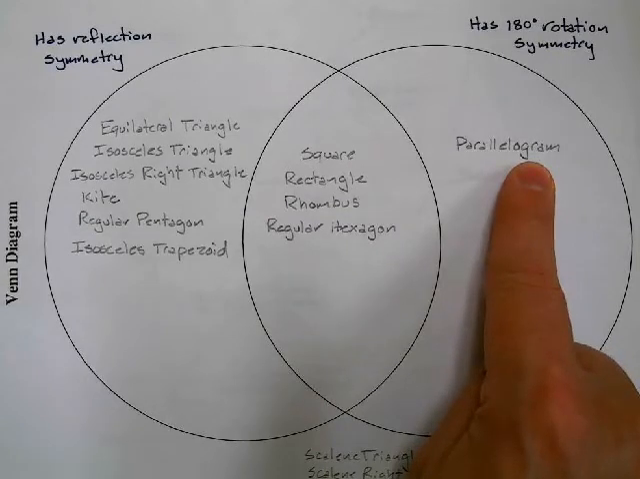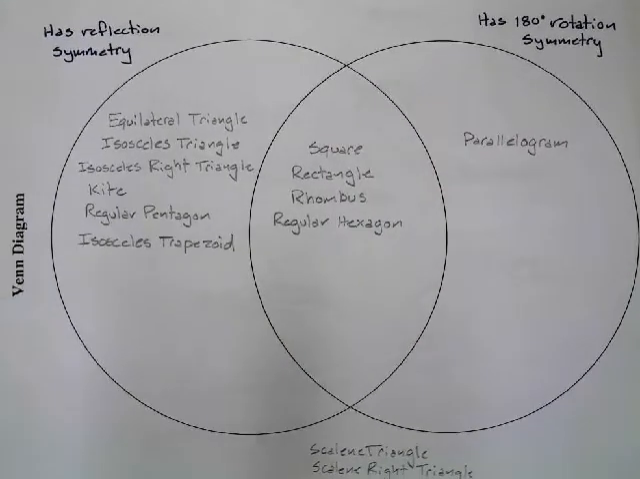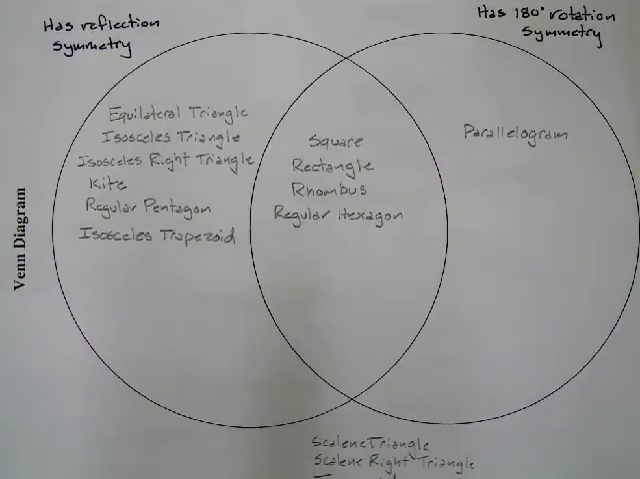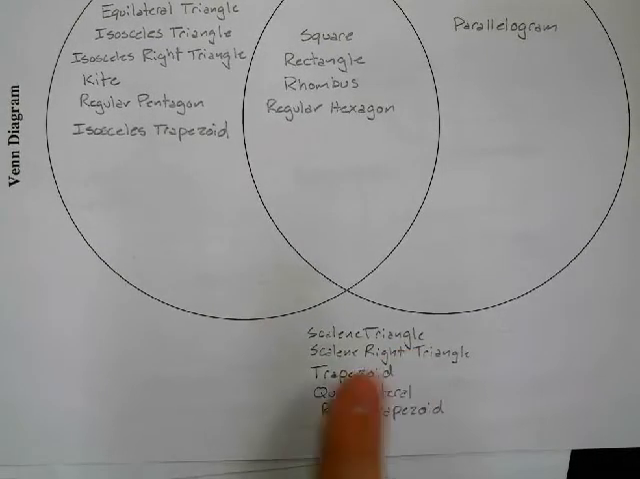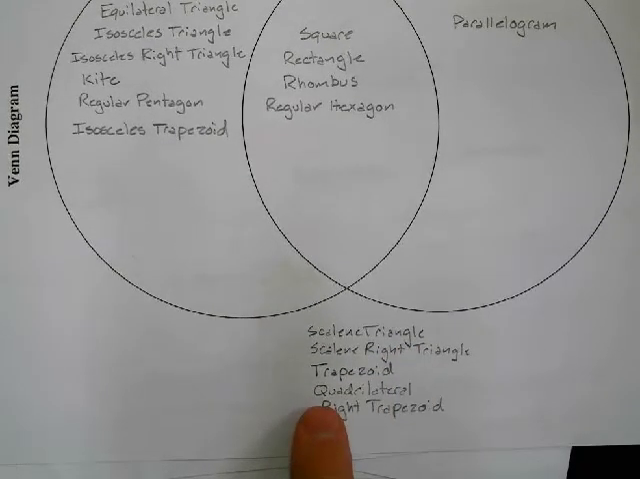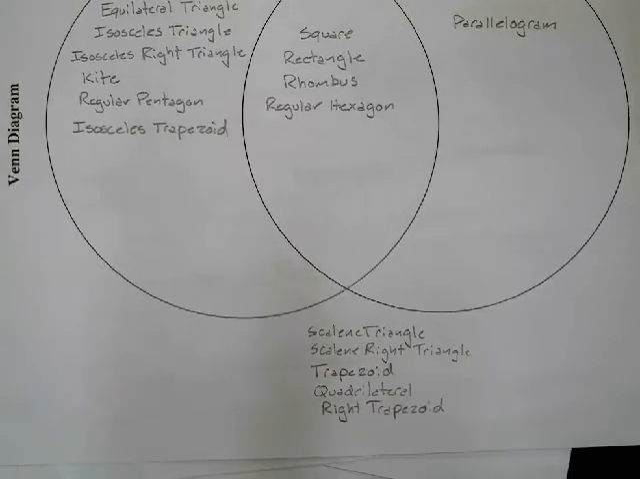It's kind of different. And then there were a few of them that didn't do either one of them. That would be a scalene triangle. You can't reflect it. You can't rotate it. Scalene right, can't do either one. Trapezoid, you couldn't. Quadrilateral and right trapezoid, you couldn't.